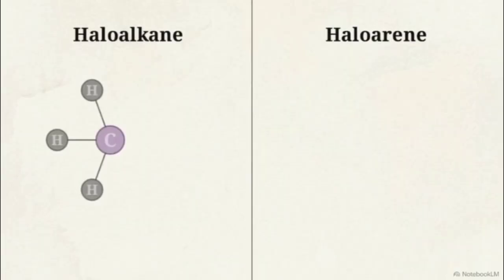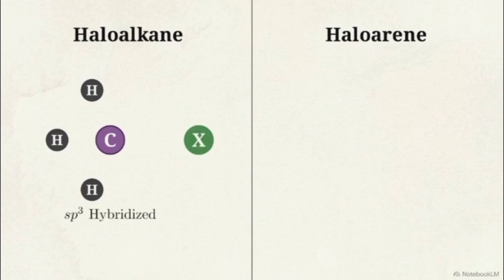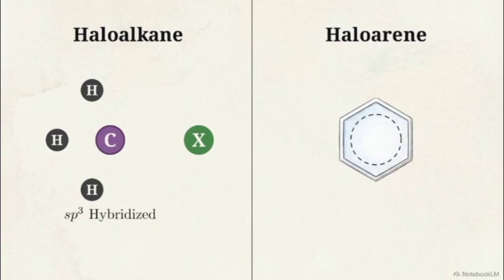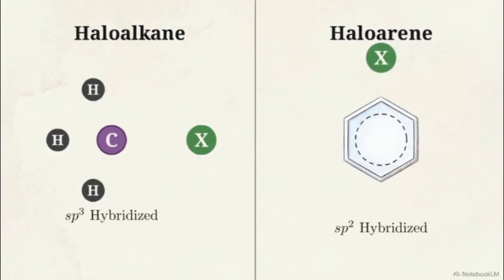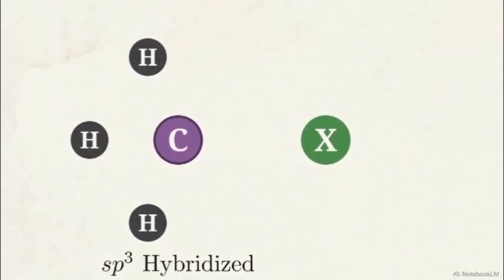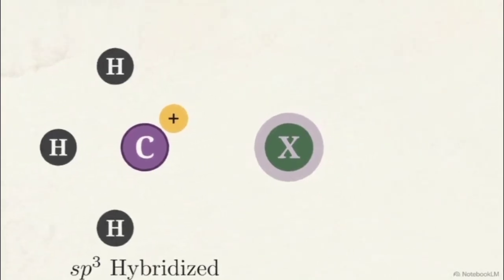This split screen compares the baseline structure of our 2 main classes. On the left, the haloalkane features an sp3 hybridized carbon, bound by a standard single sigma bond. On the right, the haloarene is built on an sp2 hybridized carbon within a benzene ring. The sp3 carbon's single bonds are highly polarized, creating a positive charge targeted for chemical substitution. The haloarene has a built-in defense.